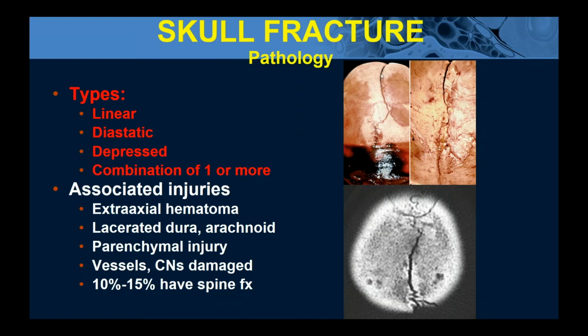You're looking at it from the outside on the upper left and the inside of the skull on the upper right, and it continues into the sagittal suture. So this was both a linear and a diastatic fracture. You can see depressed skull fractures, and I'll show you a pretty dramatic example of that. And sometimes you've got a combination of one or more.